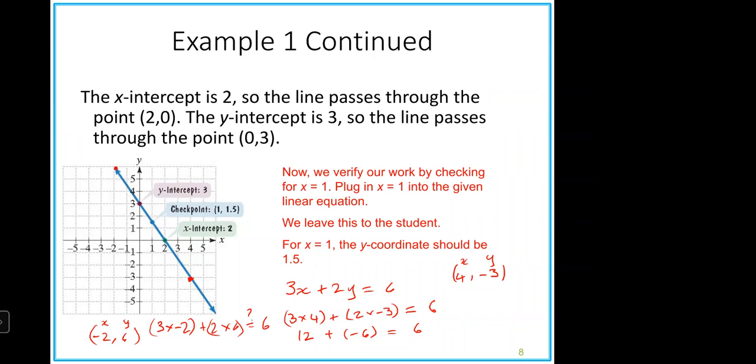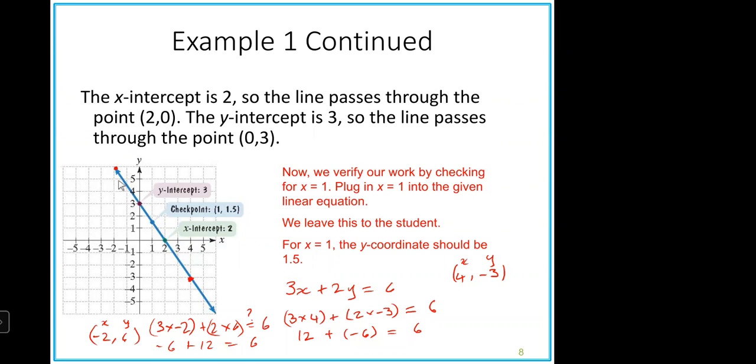I put a question sign because we're not sure. So when you do that, what do you get? I have -6 plus 12, which is equal to 6. Okay, so it does work. Yeah, so that's all I wanted to do, to check it to see if it worked.